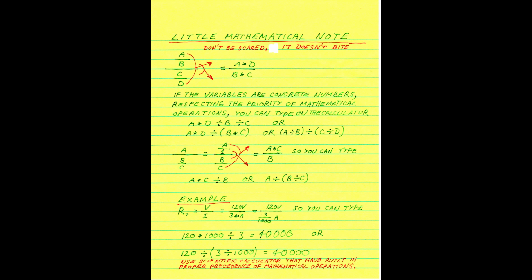A fraction line B fraction line C equal A fraction line 1, big fraction line B fraction line C. Every number can be divided by 1 and it doesn't change. Dividing a number by 1 just keeps its value.